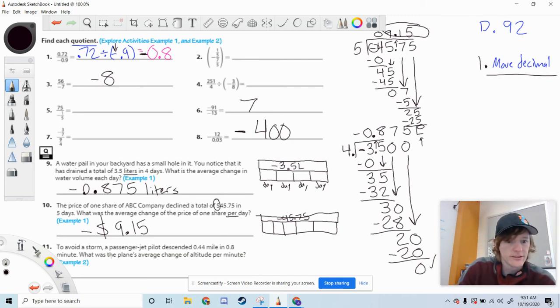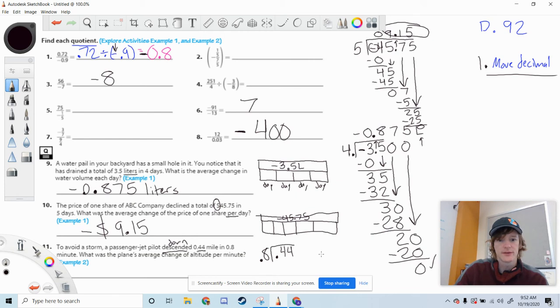For the next one, to avoid a storm, a passenger jet pilot descended, that means goes down, 0.44 mile or 44/100ths of a mile in 0.8 minutes. What is the average change in altitude per minute? So what we're going to do on this one is we're going to do 0.44 and we're going to divide that by 0.8.